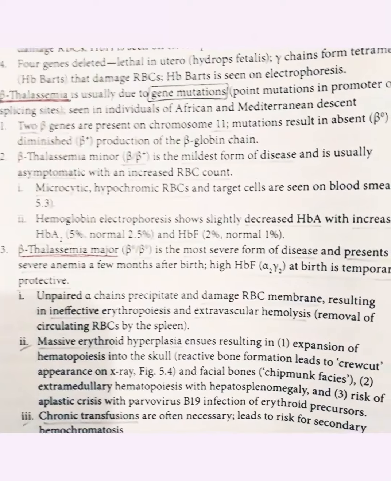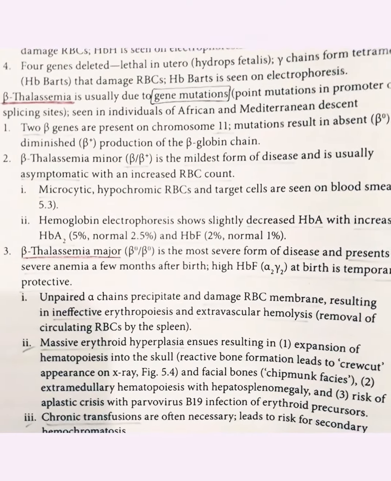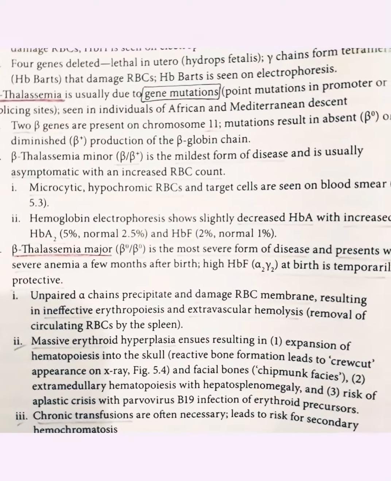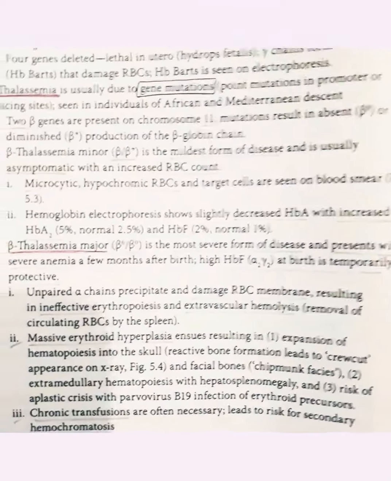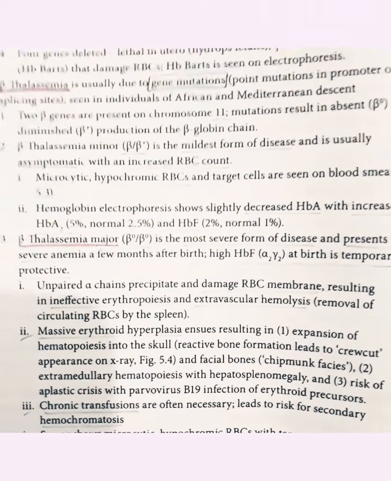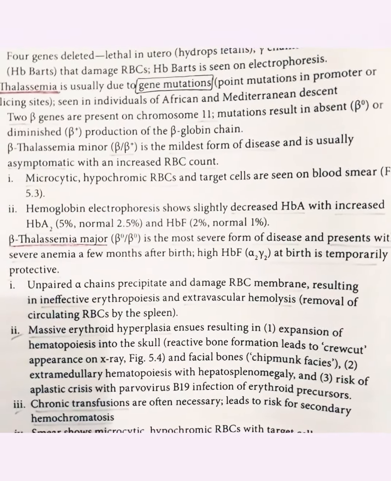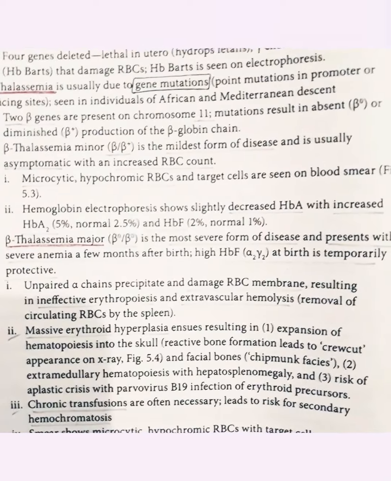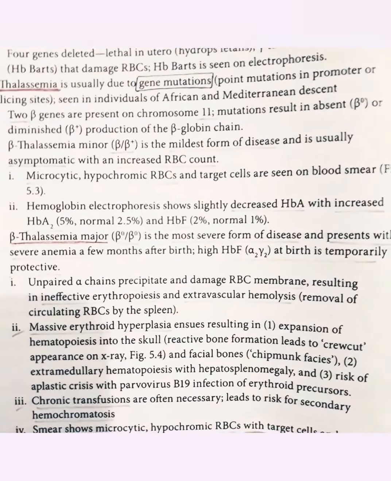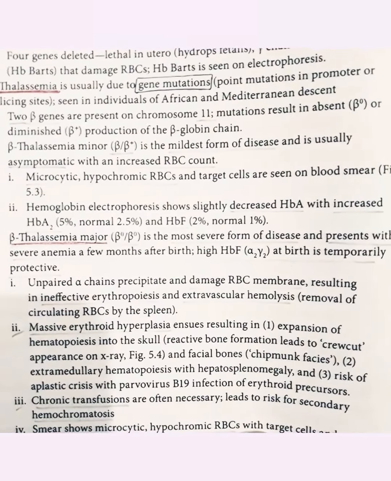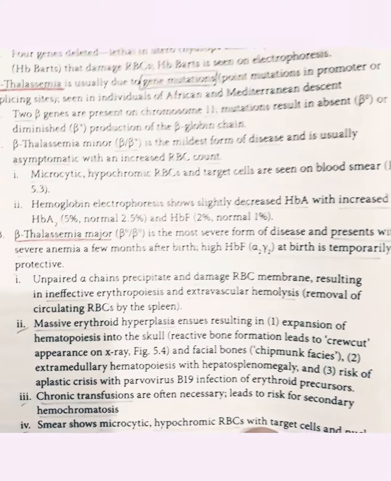Beta thalassemia minor is the mildest form of disease and is usually asymptomatic with increased RBC count. Microcytic hypochromic RBC and target cells are seen on blood smear. Hemoglobin electrophoresis shows slightly decreased HbA with increased HbA2 and HbF. HbA2 increases to 5%, but HbF increases by 2%. Normal HbF is 1%, while normal HbA2 is 2.5%.